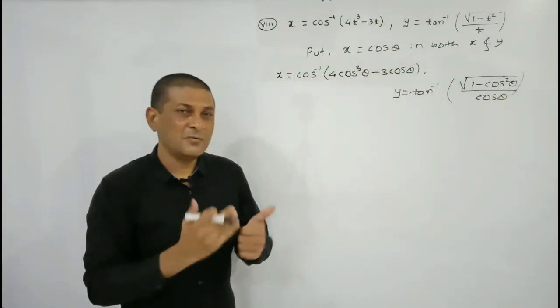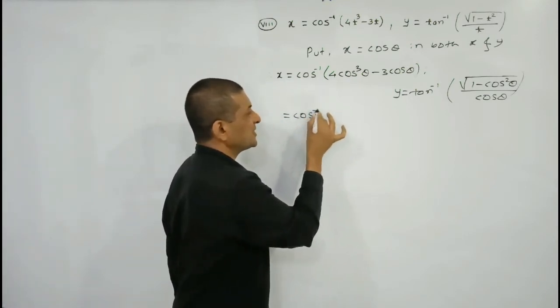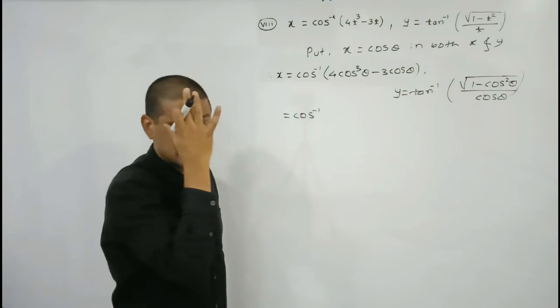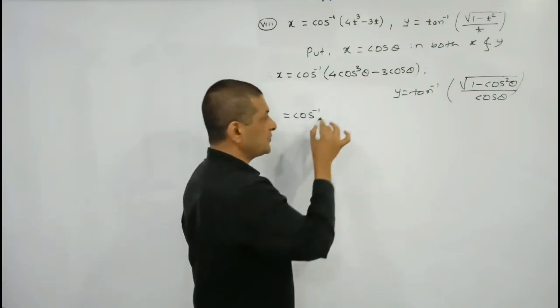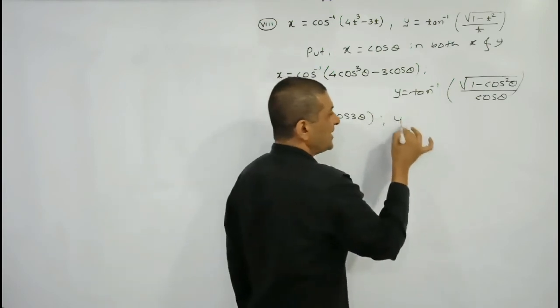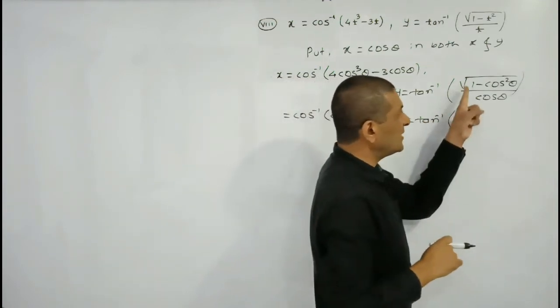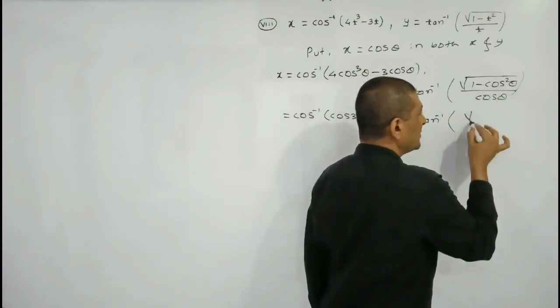Now simplify. So x is equal to cos inverse, keep it as it is. We know that 4 cos cube theta minus 3 cos theta is the value of cos 3 theta according to the triple angle formula. So y is equal to tan inverse, keep it as it is. Let us simplify this expression. 1 minus cos square theta will be equal to what?